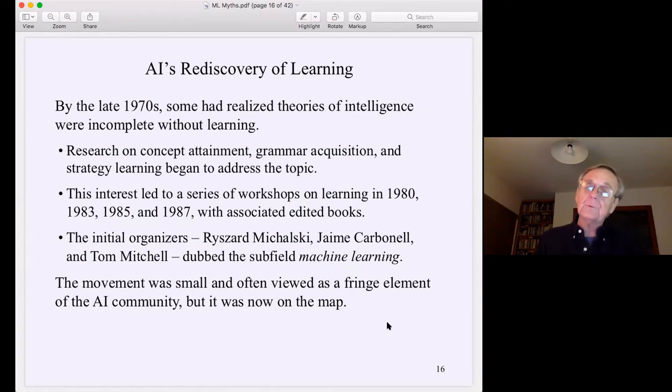And those early results led to a series of workshops in 1980, 83, 85, and 87, and books that came out of them. There were three researchers who were behind all this: Richard Michalski, Jaime Carbonell, and Tom Mitchell. They were the organizers, and they decided to call this field machine learning. The term may have been floating around before, but then it became sort of coined and began to be widely used. There was a book they published in 83 called Machine Learning: An Artificial Intelligence Approach, saying that these were sort of joined at the hip, that machine learning was approached from an AI perspective. Now, at the time, this was sort of viewed as a fringe element. It was not a big community, but it was on the map.